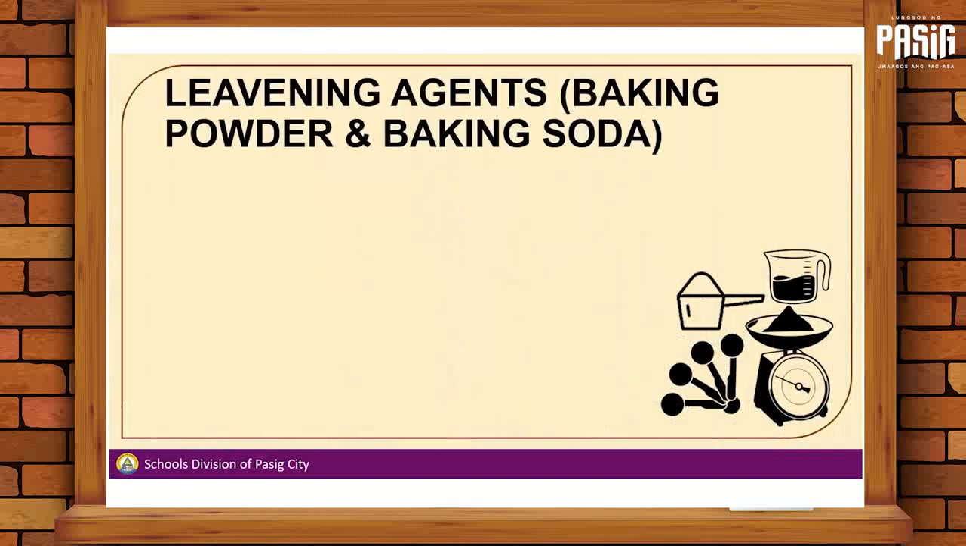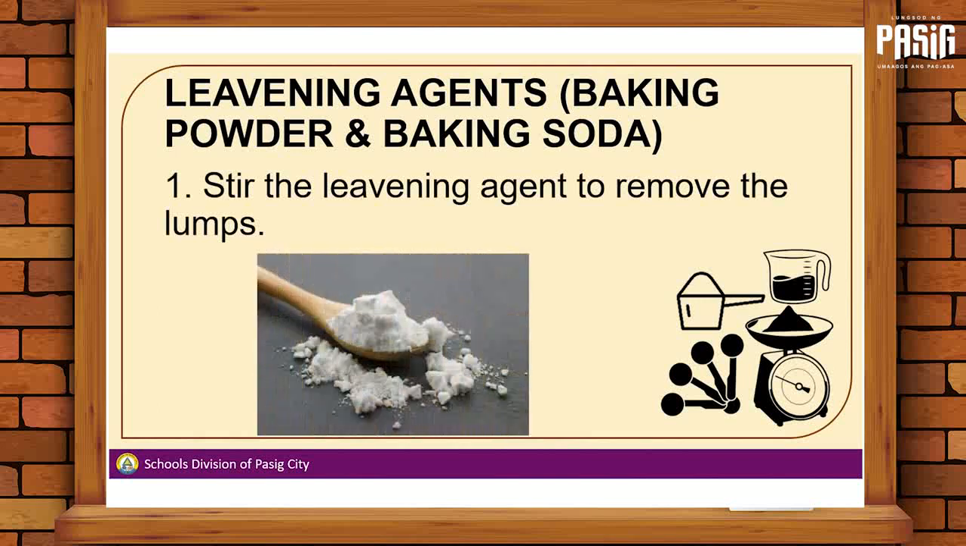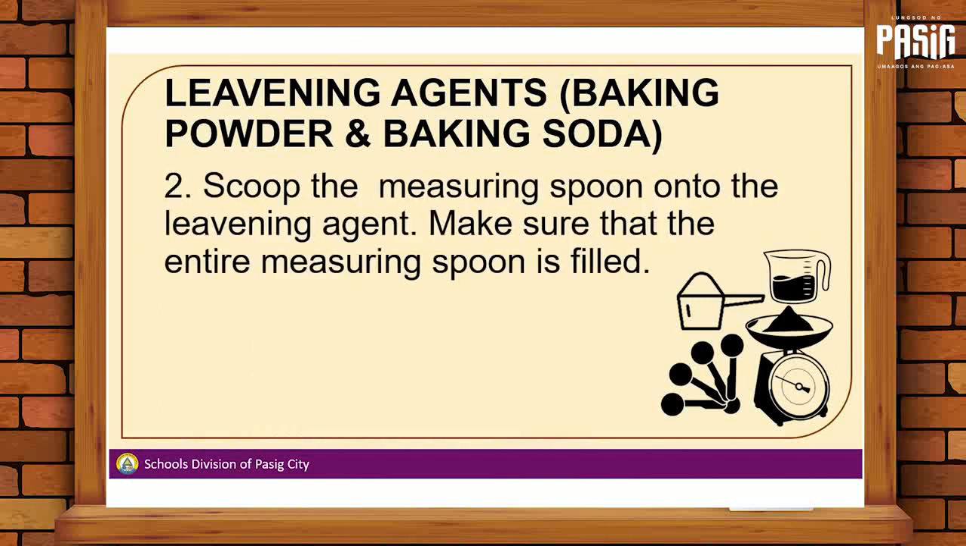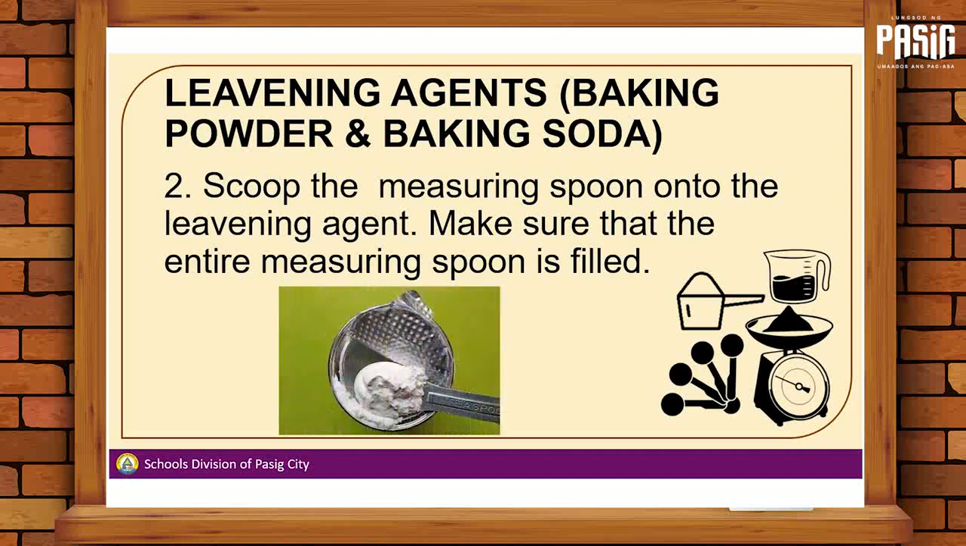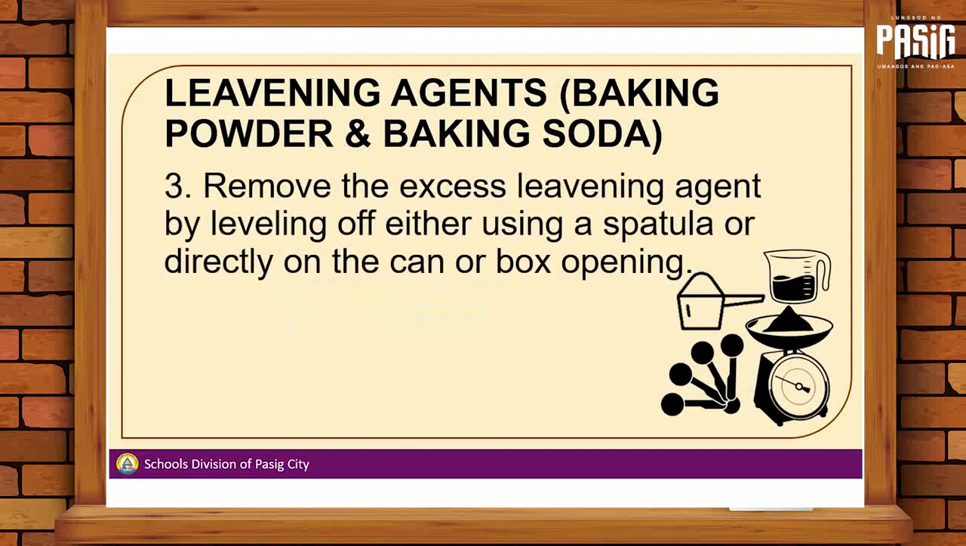For leavening agents such as baking powder and baking soda, 1. Stir the leavening agent to remove the lumps. 2. Scoop the measuring spoon onto the leavening agent. Make sure that the entire measuring spoon is filled. And lastly, remove the excess leavening agent by leveling off either using a spatula or directly on the can or box opening.